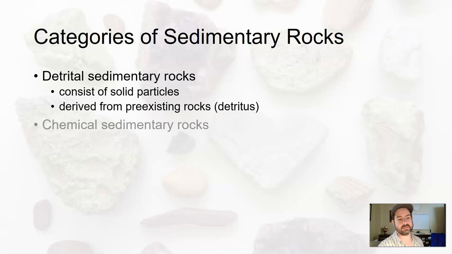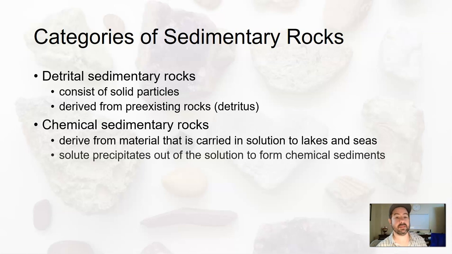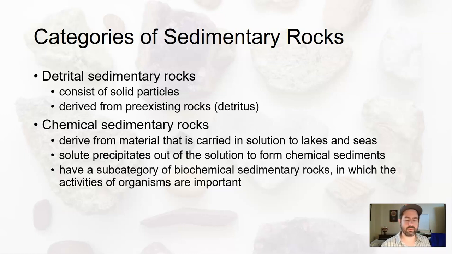And then another process is chemical sedimentary rocks. These derive from minerals that were carried in solution to lakes and seas. So in water, in streams, again, there's dissolved chemicals in water. And they make their way to a lake or a sea, and even microscopic sediment begins to settle out as the water maybe evaporates away, leaves behind that sediment, becomes sedimentary rock. It's a chemical sedimentary rock when material is precipitated out of solution. There is a subcategory of chemical sedimentary rocks called biochemical sedimentary rocks, in which activities of organisms play a part as well.